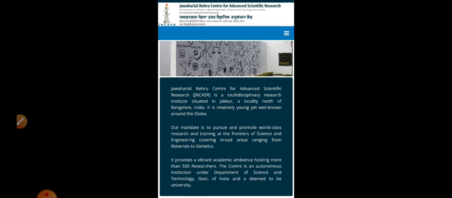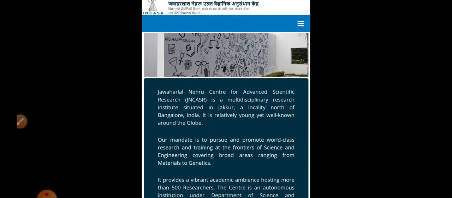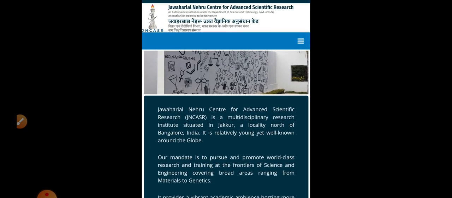Okay, so let's start. First, what is JNCASR? So it's Jawaharlal Nehru Center for Advanced Scientific Research. It's situated in Bangalore. It's a new institute, a recent institute, but it is doing very well.